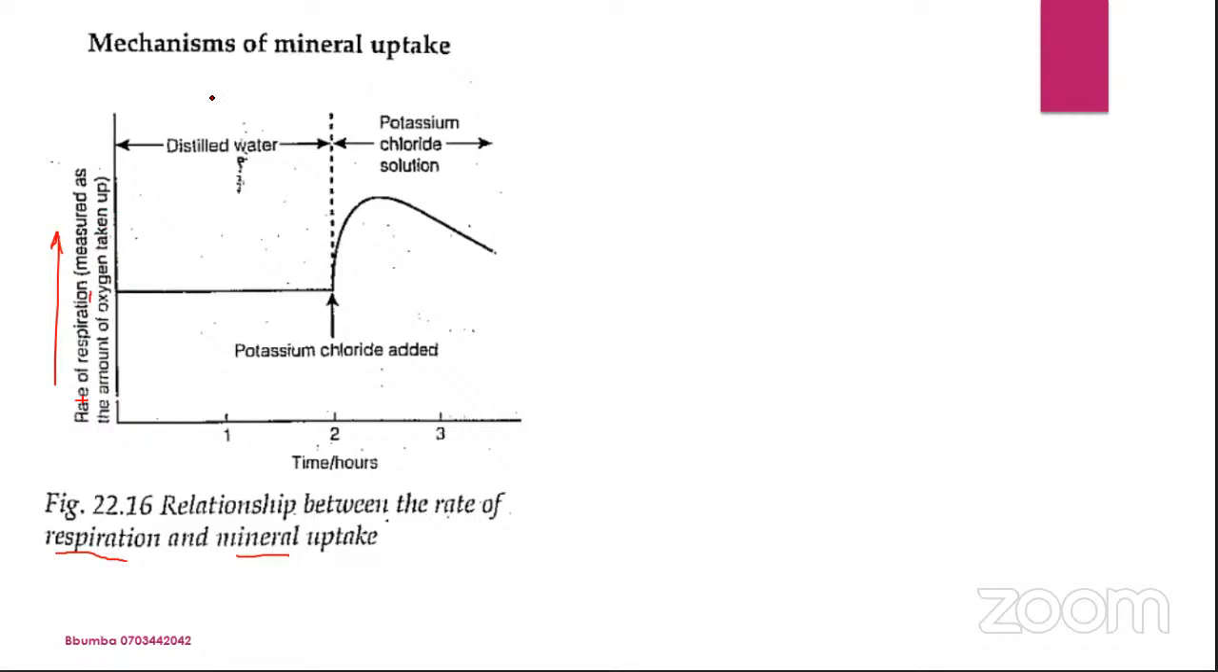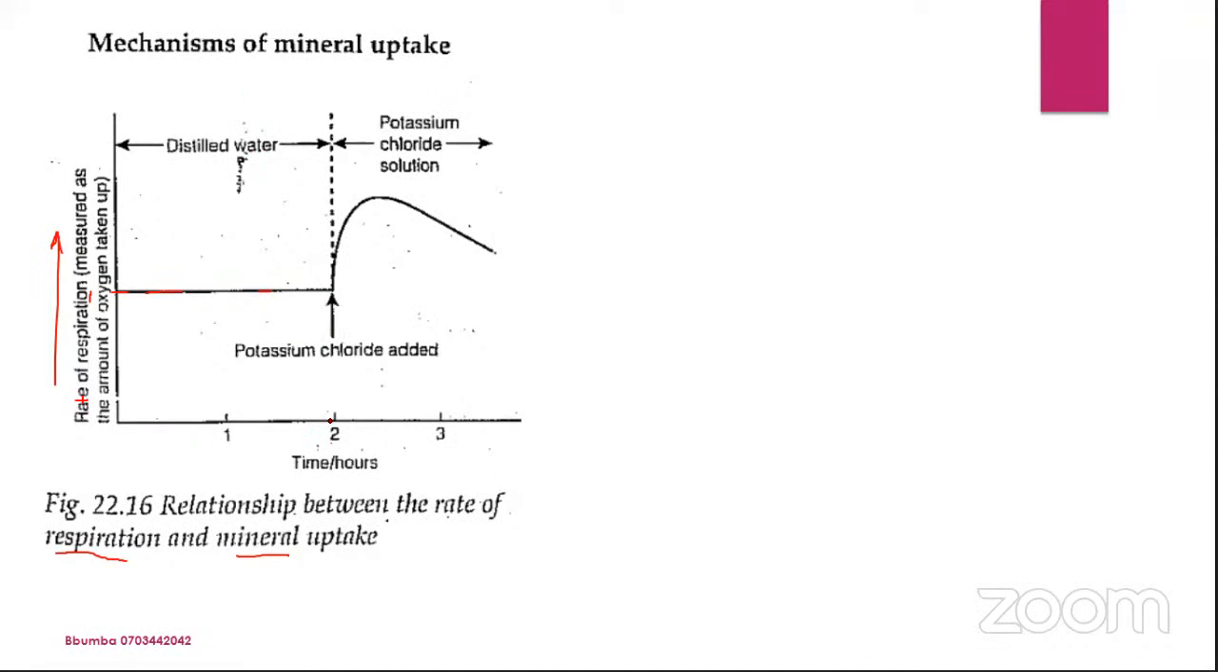Okay. Now, this is trying to explain the mechanism of mineral ion uptake. Now, look at this graph. On the horizontal axis, it has time in hours. And from the start here, you can see that you are having distilled water, okay? And the rate of respiration was a little bit moderate. You can see this line is showing that the rate of respiration is moderate and constant. Okay, and this is when you are having distilled water.